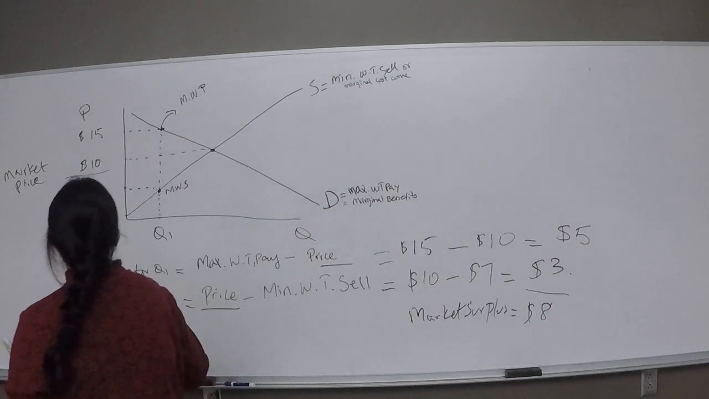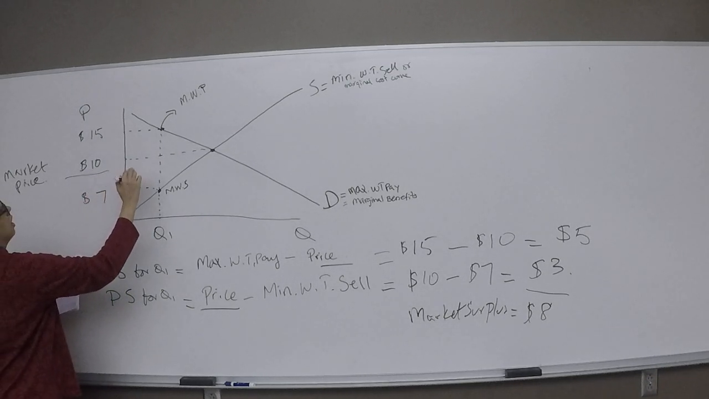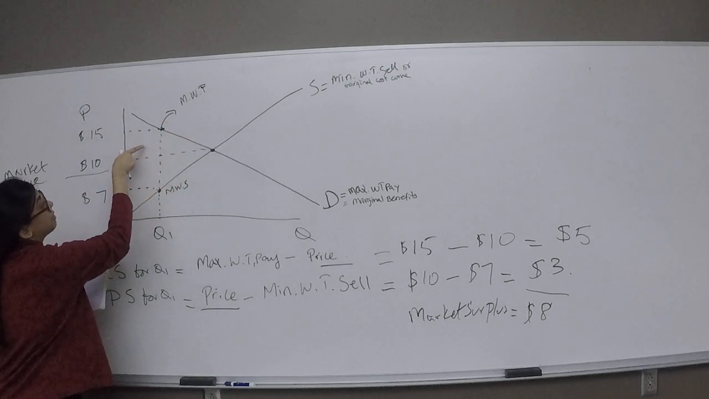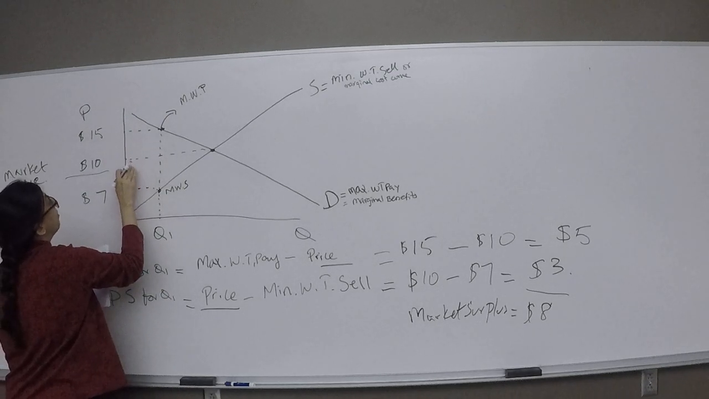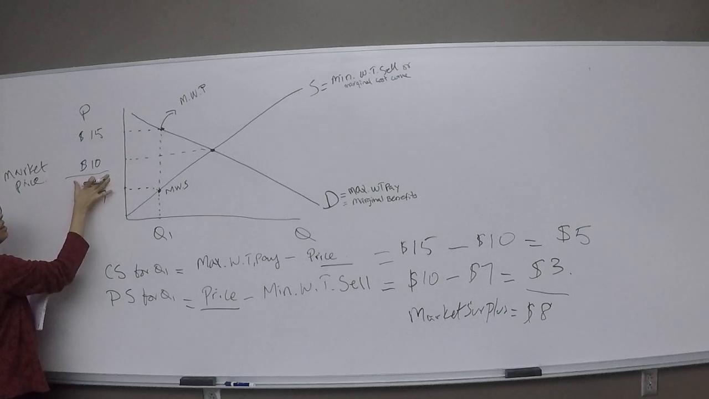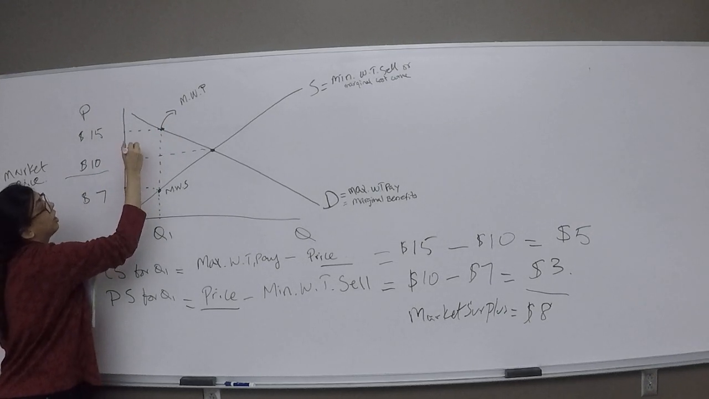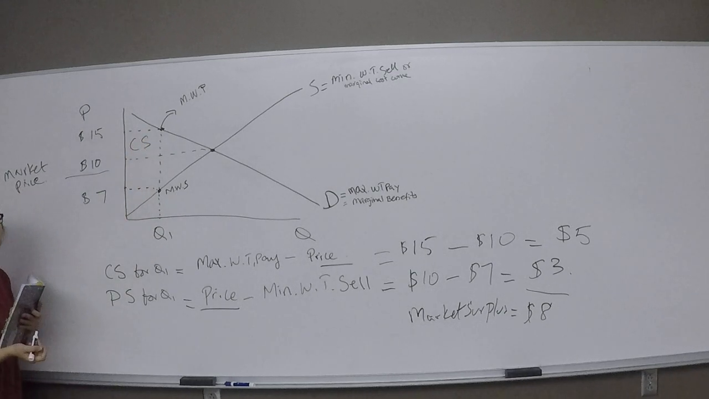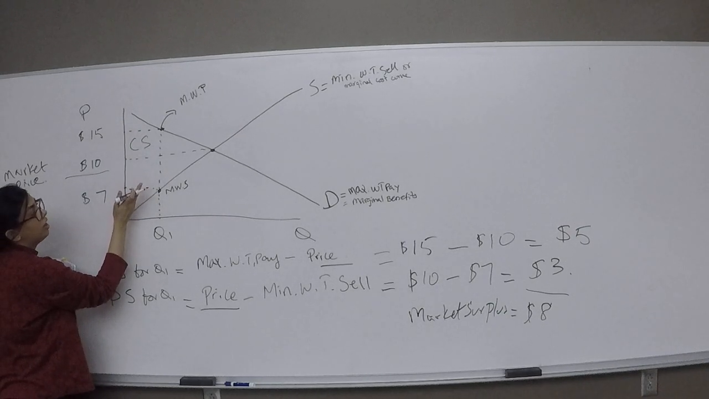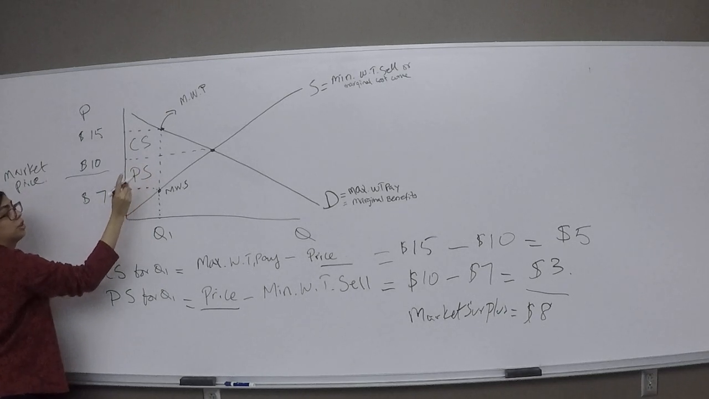So consumer surplus is everything below the demand curve and above the equilibrium price paid. So at the actual price paid and below the demand curve is your consumer surplus. Producer surplus is above the supply curve but below the equilibrium price received. So this is producer surplus.